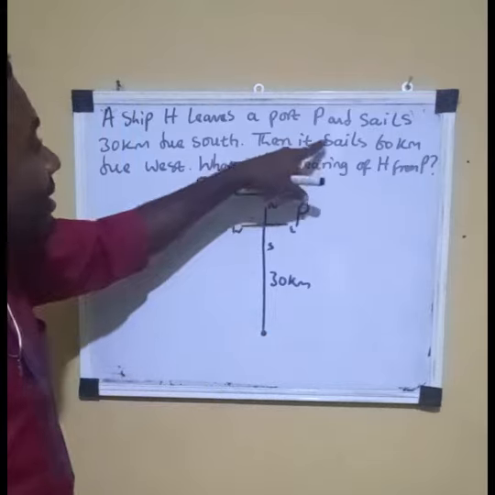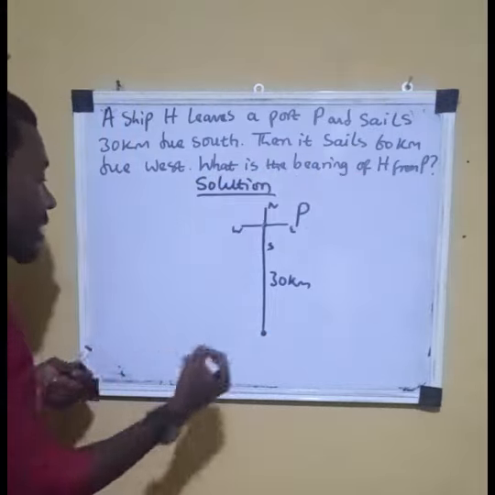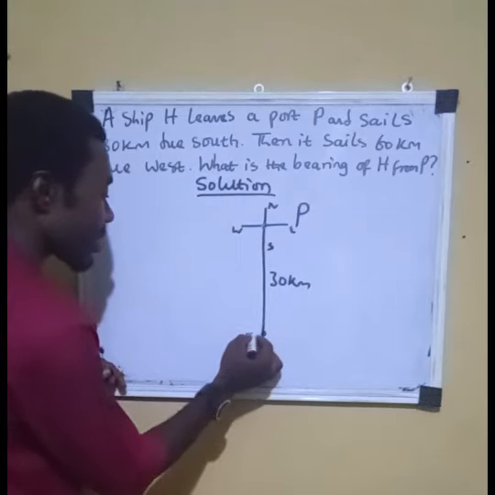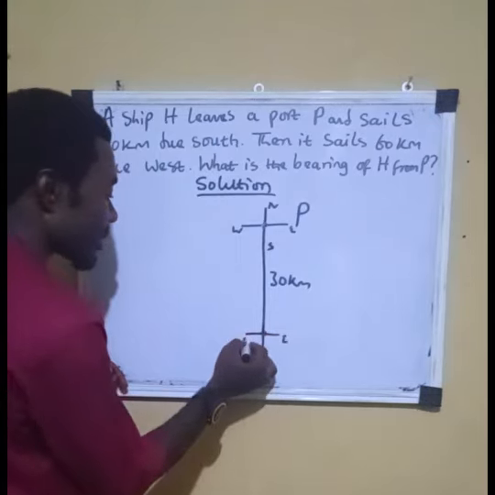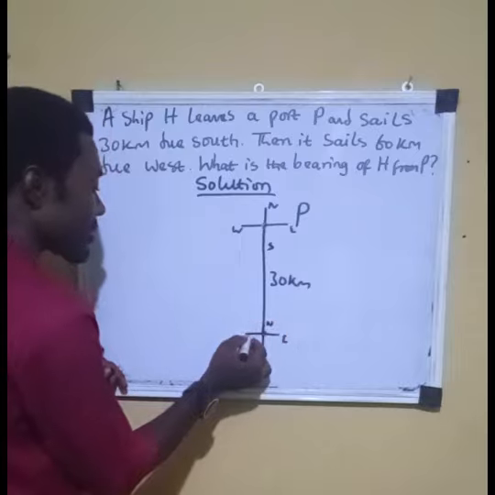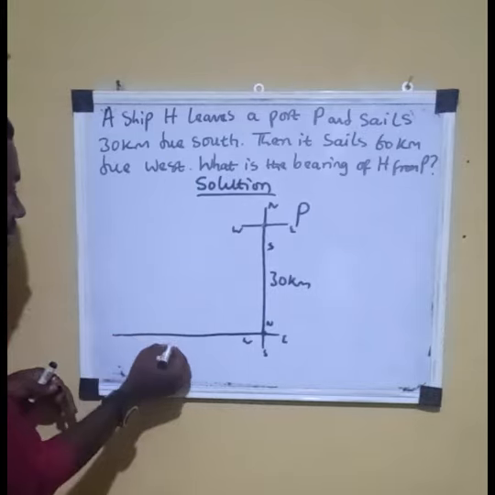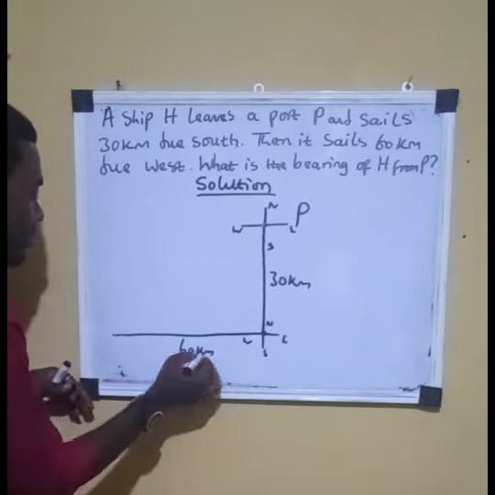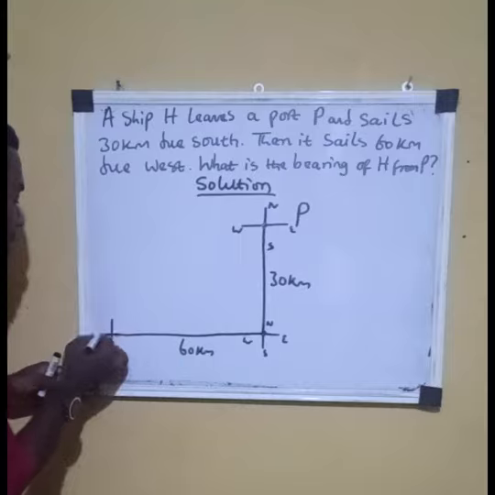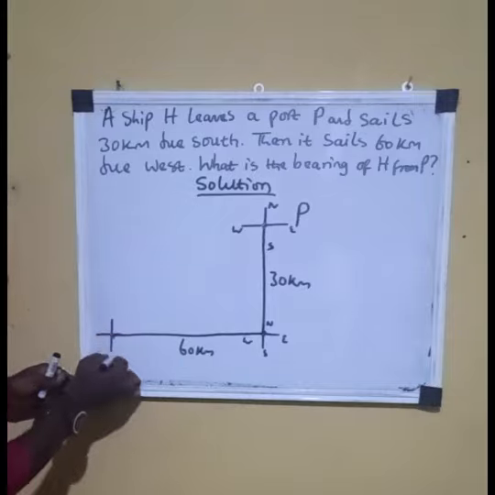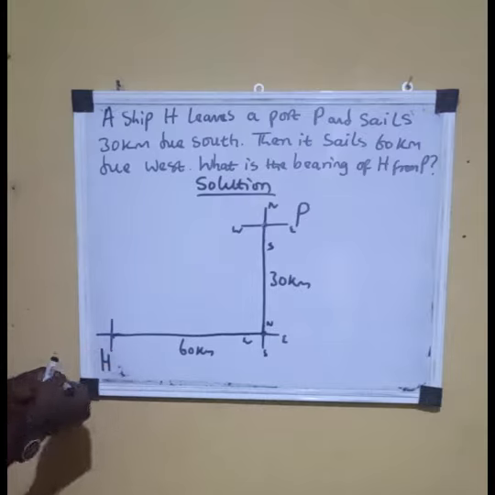Full stop. Then it sails 60 kilometers due west. After it has gotten to this point, it has its own cardinal points: east, west, south, north. It now sails due west. It now goes this way, but 60 kilometers. Okay, so this is now the bearing of this other point. So this is the new location of the ship H.